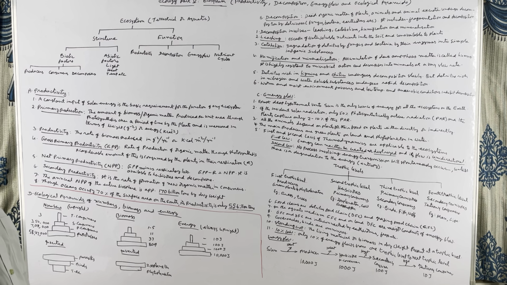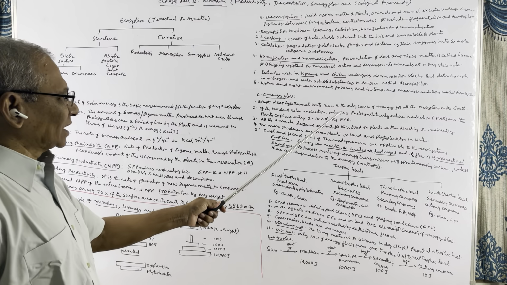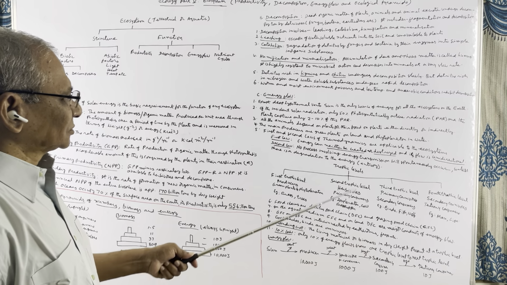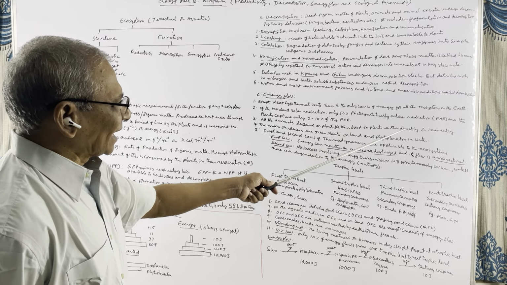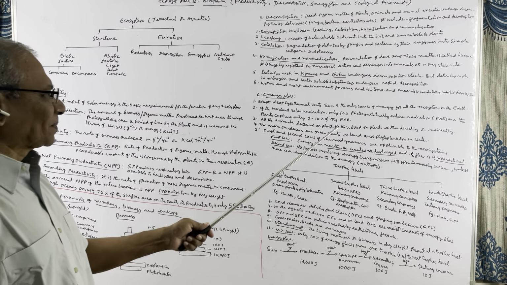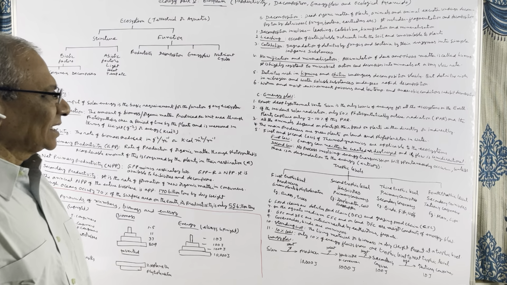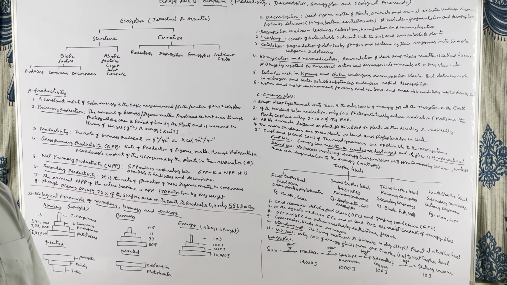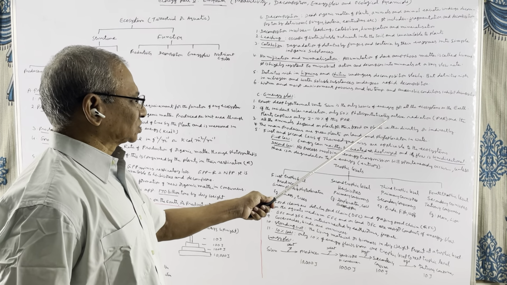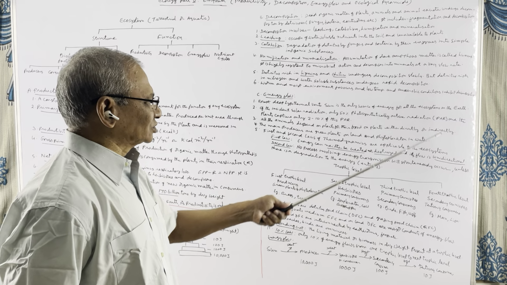Then, how much solar energy is useful to the plants? Only 50% of the solar radiation is photosynthetically active radiation. It means the amount of solar radiation falling upon the earth, out of it only 50% is photosynthetically active, or only 50% helps in the process of photosynthesis. This is known as the PAR. Photosynthetically active radiation is known as the PAR.